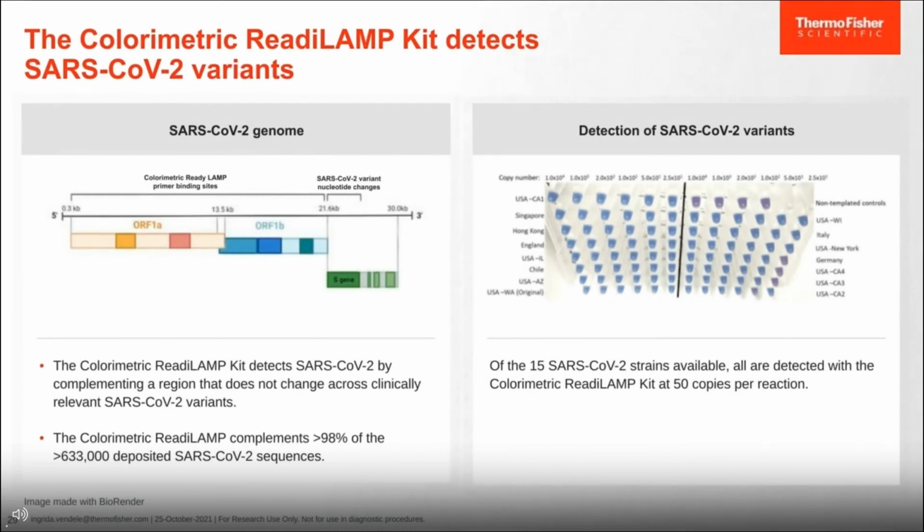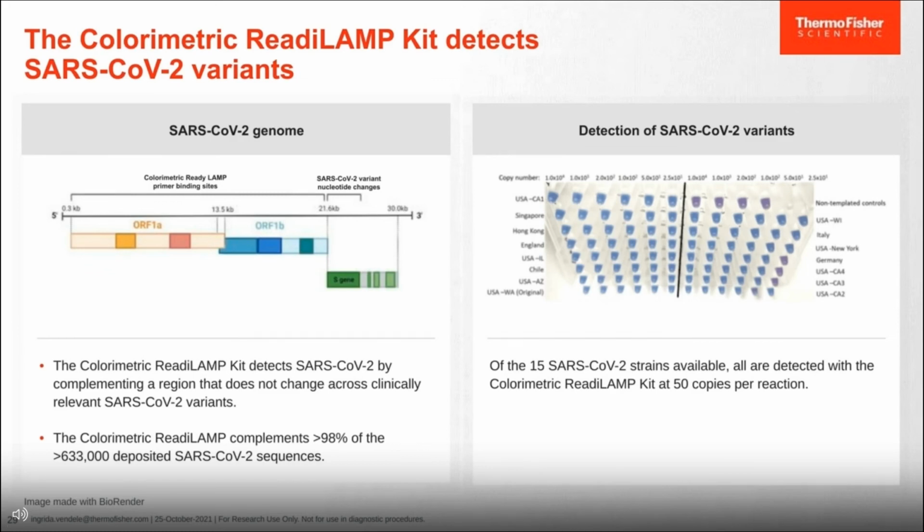One critical question about the Colorimetric ReadiLAMP Kit is, does the RT-LAMP reaction detect SARS-CoV-2 variants? SARS-CoV-2 variants have a key RNA change in the S gene, but don't have concomitant changes in other regions of the genome. The Colorimetric ReadiLAMP primers don't target the S gene and therefore should capture all viral variants of concern.